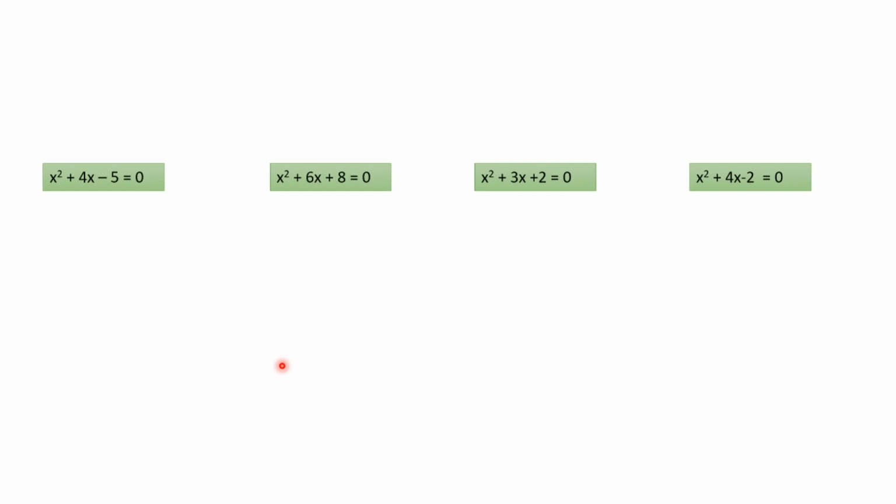Solve these equations. Okay, this is the answer for the previous equation. So x squared plus 4x minus 5 equals 0. So how do you solve that?